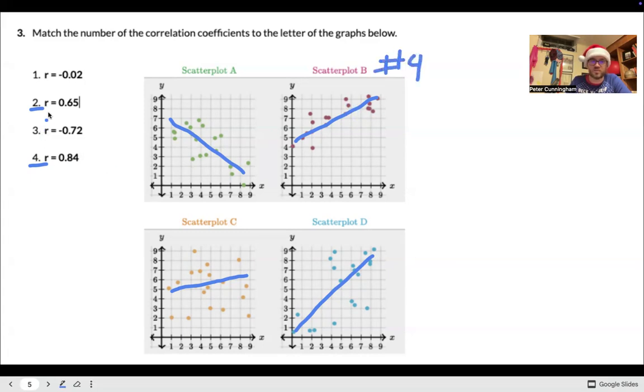And just process of elimination. Well, D is positive. The only other positive option I have is 0.65. So that's why I went with number two.